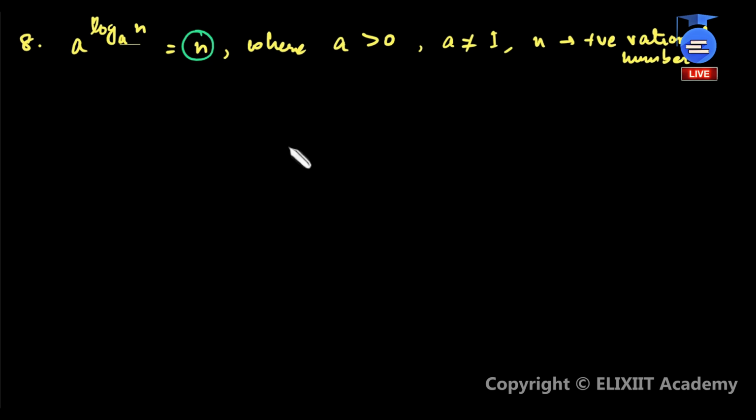Similarly, suppose you have e to the power x equals k. If you take log on both sides, then this will become x log e equals log k. What is log e? Log e base e is 1.